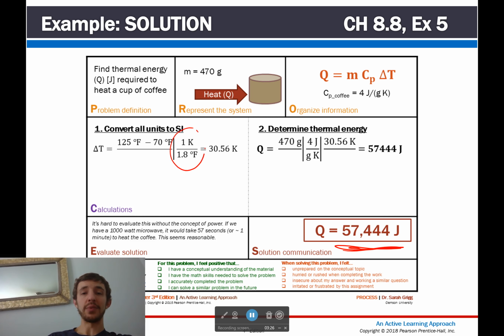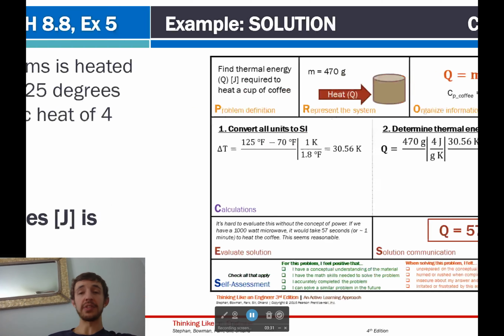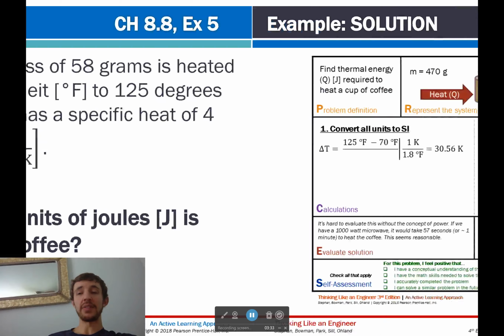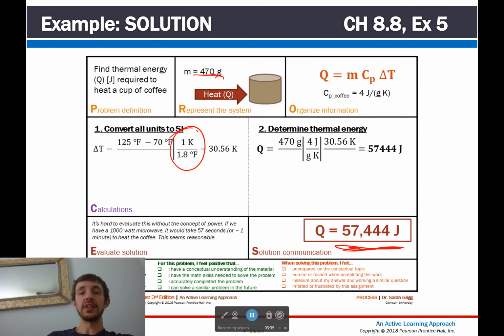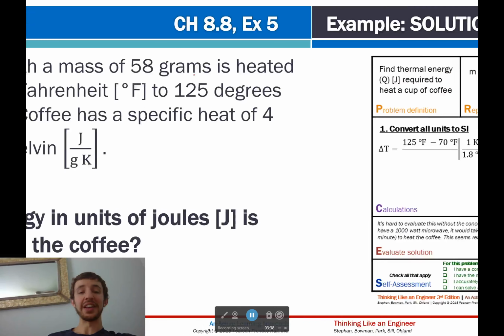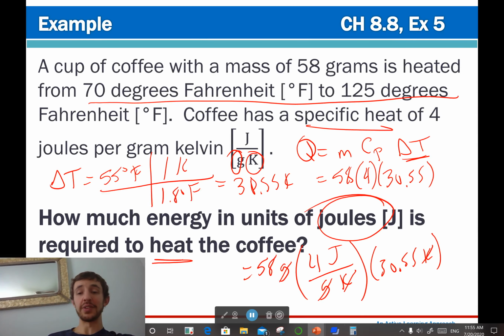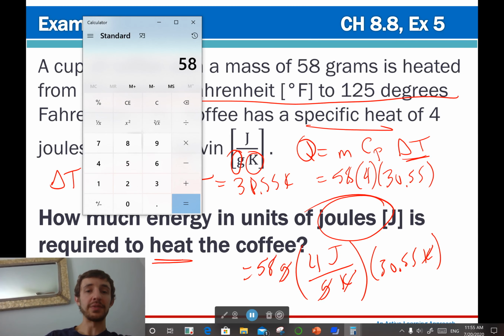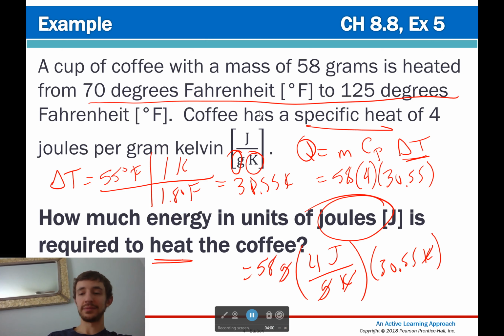And you can see they did everything the same way we did. Oh! They didn't do everything quite the same, because our problem statement said 58, and that right there, if you look at it, says 470. So this number is actually a lot bigger than it should be. Okay, how about this? I'll plug in the numbers for ours to see what it should come out to be. Some of you would probably be confused otherwise. 58 times 4 times 30.55. 7,087 joules. Okay. A little bit more reasonable number here.